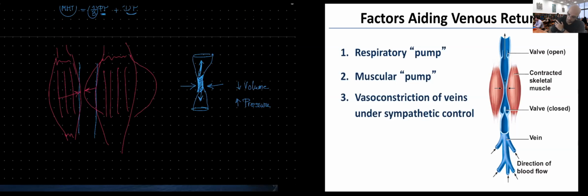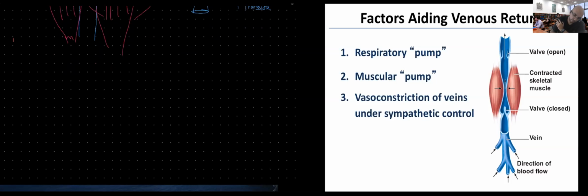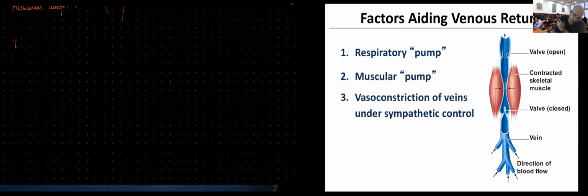But remember, veins, they do have valves. So if the blood is gonna be trying to move down, the valves will close, preventing the backflow of the blood. So the blood won't be able to move down. It can only go up. So it will keep moving up towards my heart, towards my right ventricle. This is the first pump. This is my muscular pump. The second pump is the respiratory pump.